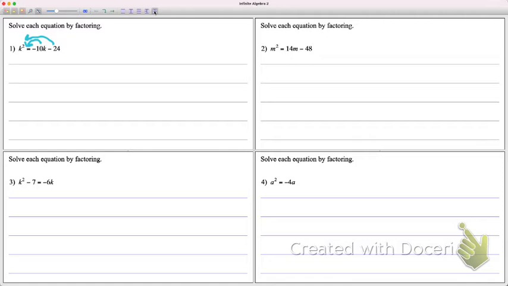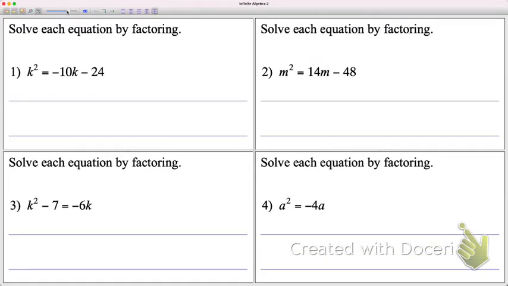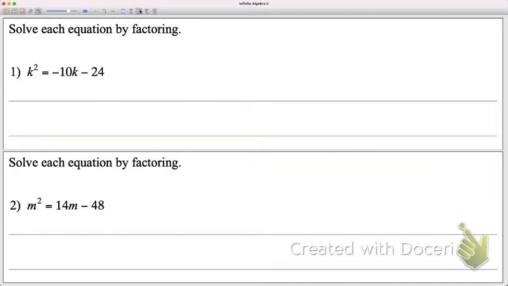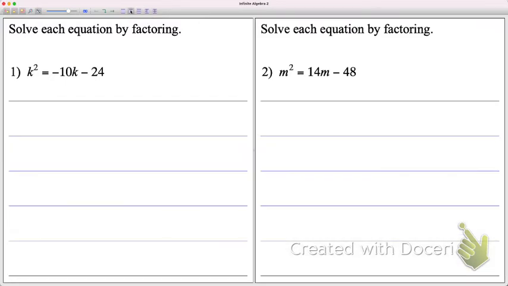So would it be 10k plus 3? 24 plus k squared equals 0. Just a second. There we go. Is that better, guys? Can you see it better? Okay. So I've got k squared plus 10k plus 24.